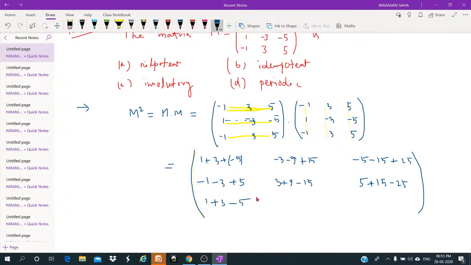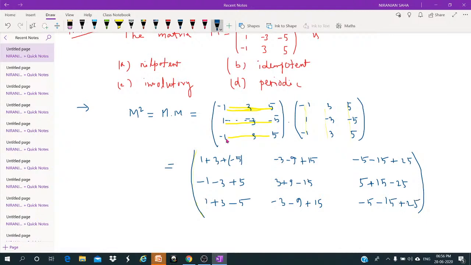Now third row second column: minus 1 and 3 minus 3, this will be minus 9 minus 3 plus 3, and this will be 5 5 3 15 plus 15. So here third row third column will be minus 1 and 5 minus 5, here minus 5 and 3 minus 15, and 5 5 25, so plus 25. Need to check again.